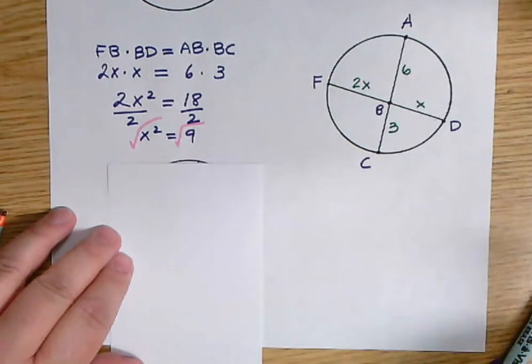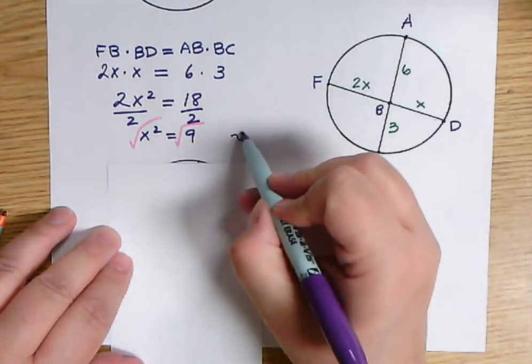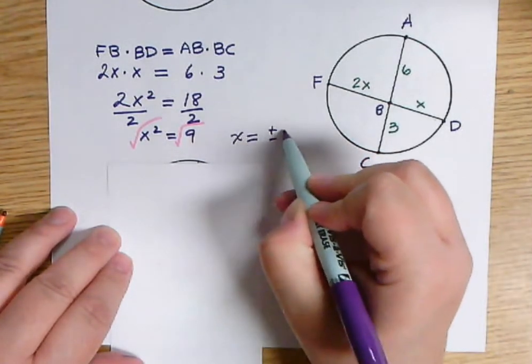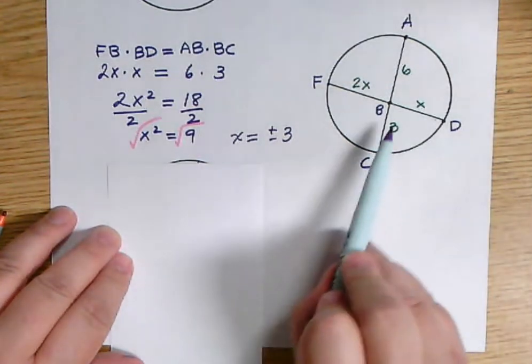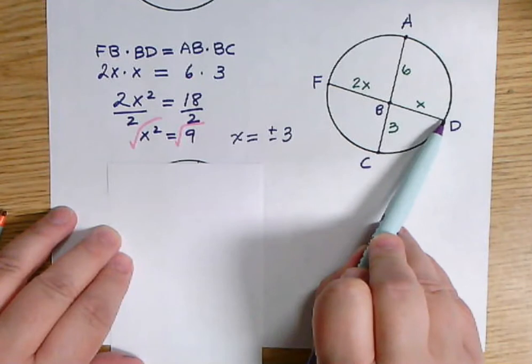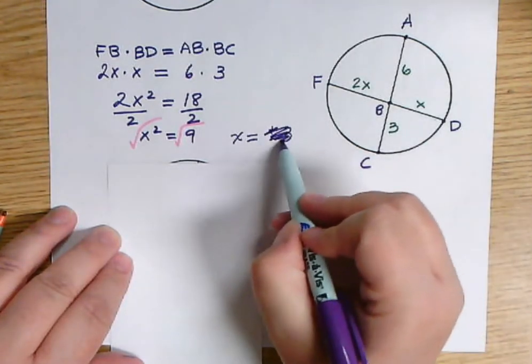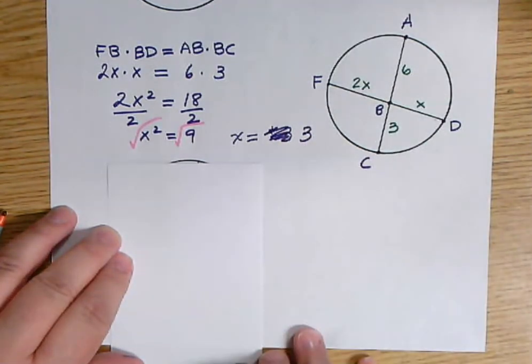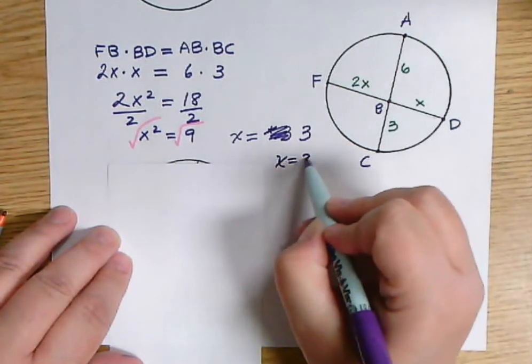And I get x equals plus or minus 3 is really what I get. But is it really plus or minus 3 here? No, because I can't have a negative length. The length of BD can't be negative 3. So really it's just 3. Okay, so x equals 3.